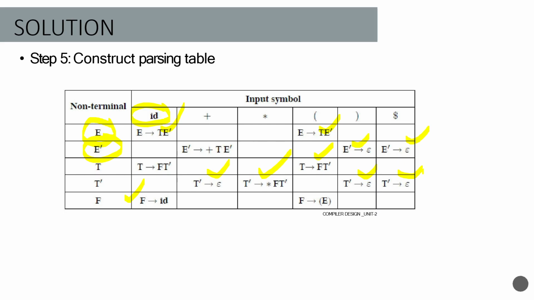So this is how we construct the predictive parsing table. When we construct the predictive parsing table, there are 3 steps. First, we need to find the first of both terminals as well as non-terminals. Then we need to find the follow of all the non-terminals. After that, as per the predictive parsing algorithm, we construct the predictive parsing table.